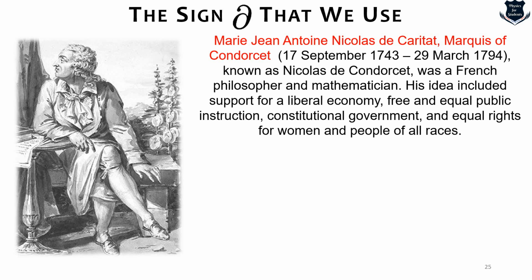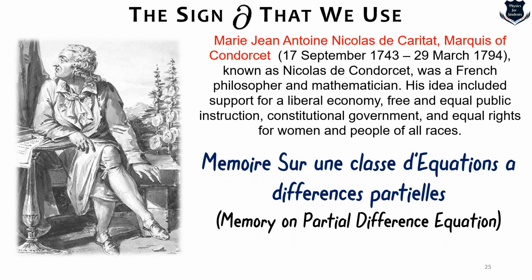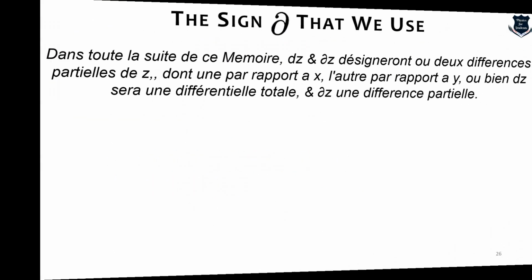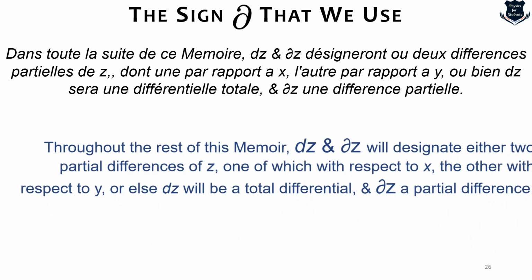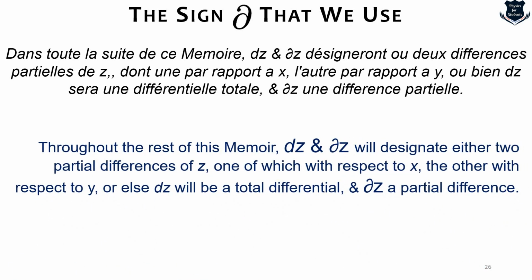Now in 1770, Condorcet actually used this in his French work. I have translated it, maybe the translation is not good. It means memoir on partial difference equations. And the original French is this. I would also like to note for viewers that this might not be the exact French translation, because I have used Google Translate, which might sometimes be a bit different.